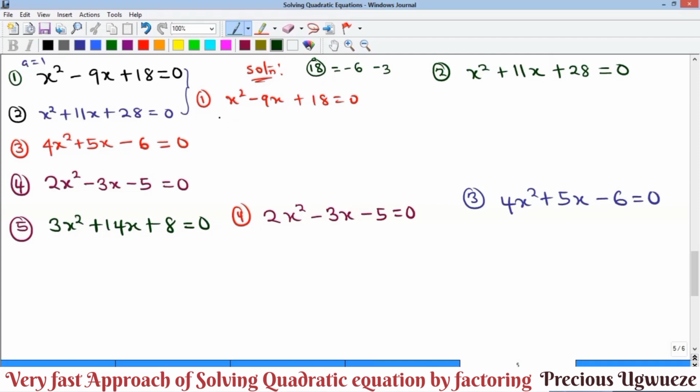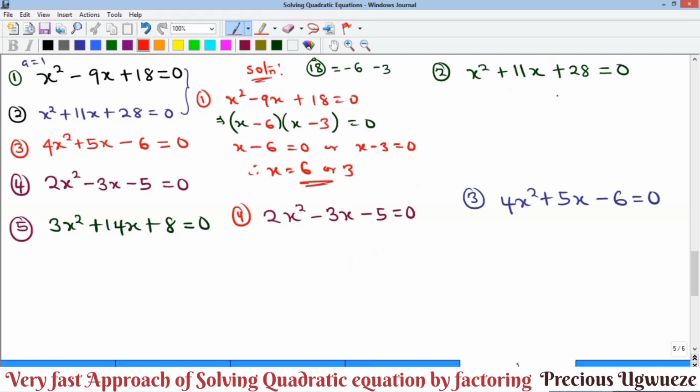And so what do we do? Simply open two brackets, and then just drop your x in the two brackets, and finally pick the two factors that you got, which are minus 6 and minus 3, and drop them here. When you have that, just equate your factors to 0, and then solve for x. So we have x minus 6 is 0, or x minus 3 is 0. Therefore, our x is simply equal to 6 or equal to 3. And that's just the simple approach here.